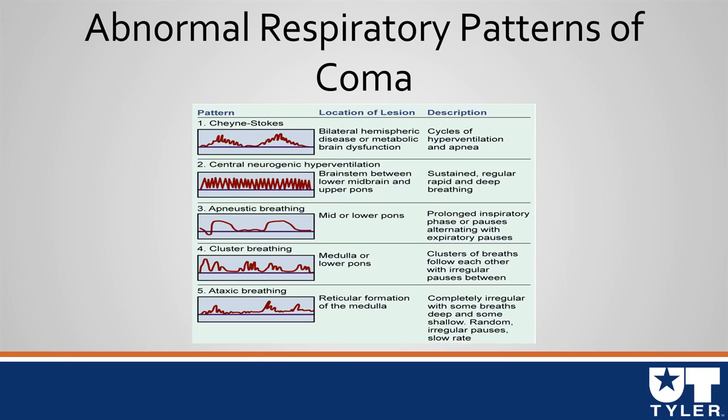In figure 2, you show sustained, regular, rapid, and deep breathing. There's apneustic breathing with prolonged inspiratory phases or pauses alternating with expiratory pauses. And then there's cluster breathing, where you have clusters of breaths followed by irregular pauses in between. And then finally is ataxic breathing, where you have completely irregular breaths, with some breaths that are deep and some that are shallow.